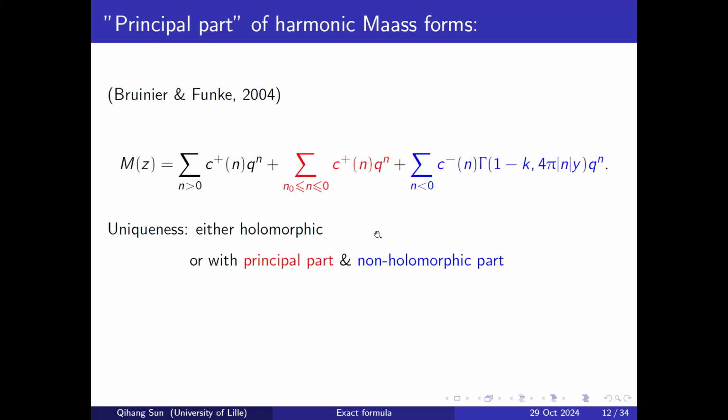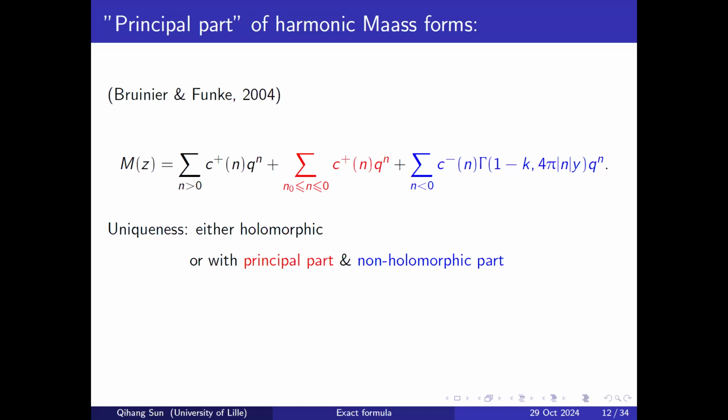And I want to show that the principal part is quite important in the theory. The first result comes from 2004, from the paper by Bruinier and Funke. And it was later used by Bringmann and Ono in their paper in the proof. So a harmonic Maass form can only be two cases. Either it only has the holomorphic part, or it has the principal part and the non-holomorphic part. And because the principal part is just a polynomial in q to the power of -1, a finite polynomial, it means if we decide the principal part of a harmonic Maass form, then we know everything about the harmonic Maass form.